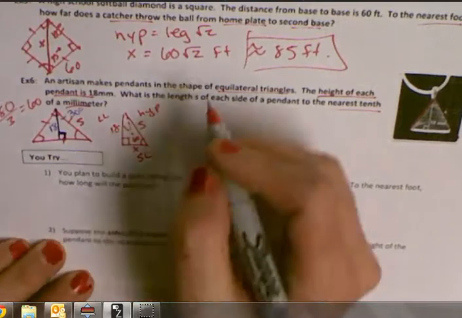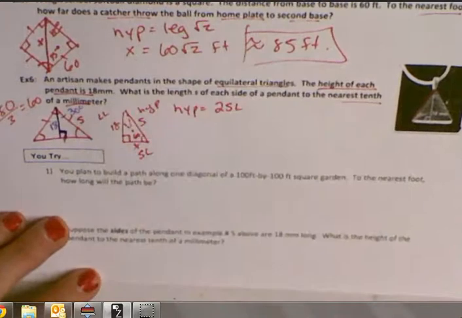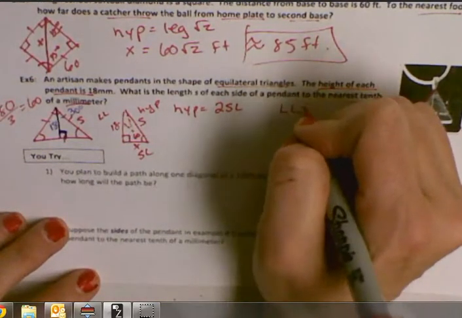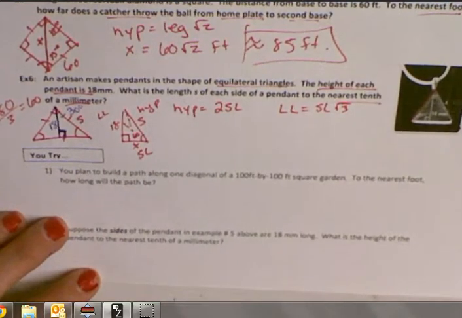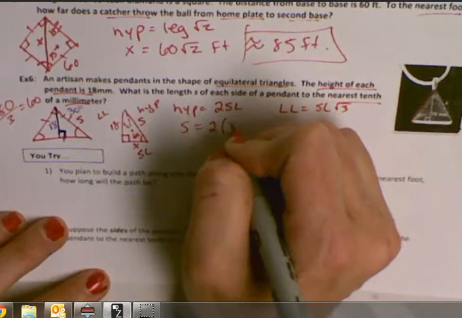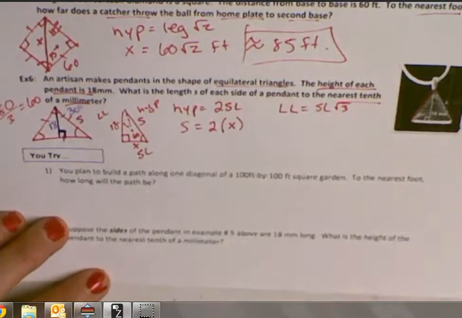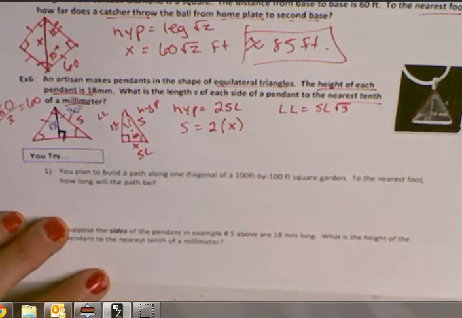So let's write down our two equations for our 30, 60, 90. I have hypotenuse is equal to 2 times my short leg. And I also know my long leg is equal to the short leg, rad 3. So substituting the pieces I know. My hypotenuse is just my side, is equal to 2 times my short leg. My short leg in this case is X. So I need to solve for either the side, the hypotenuse, or X before I can finish this equation.